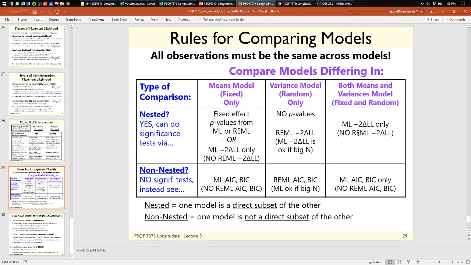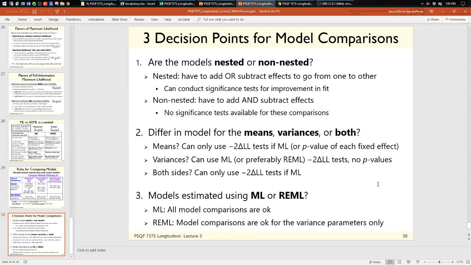All right, so here's yet another way of trying to summarize this. If the models are nested or non-nested is your first thing to recognize. Do the models to be compared differ in their fixed effects on the mean side, their random effects or structures on the variance side, or both? If it's fixed or both, the comparison has to be in ML.